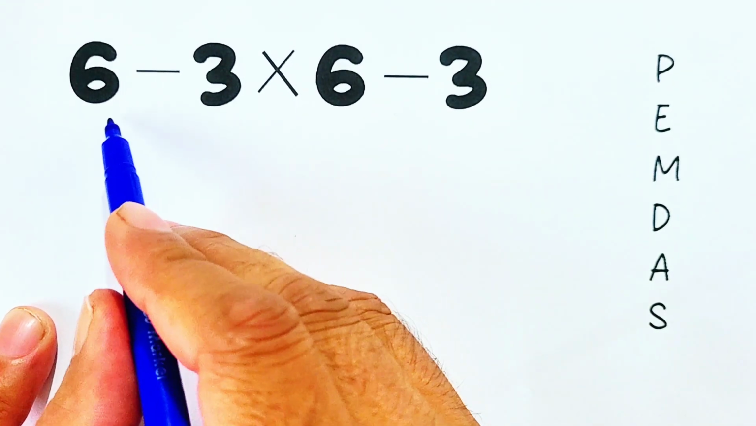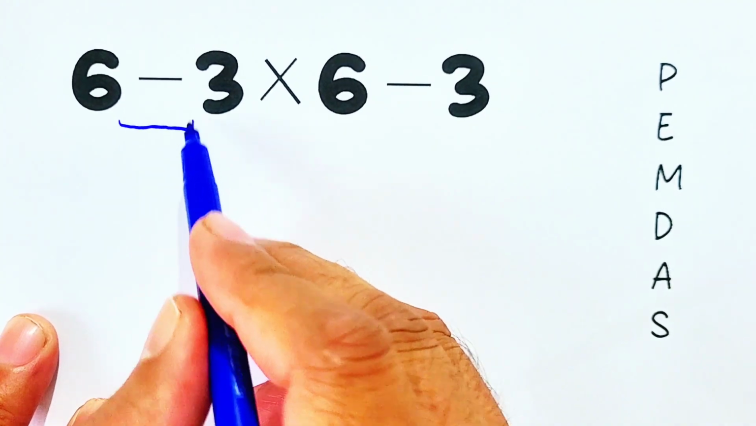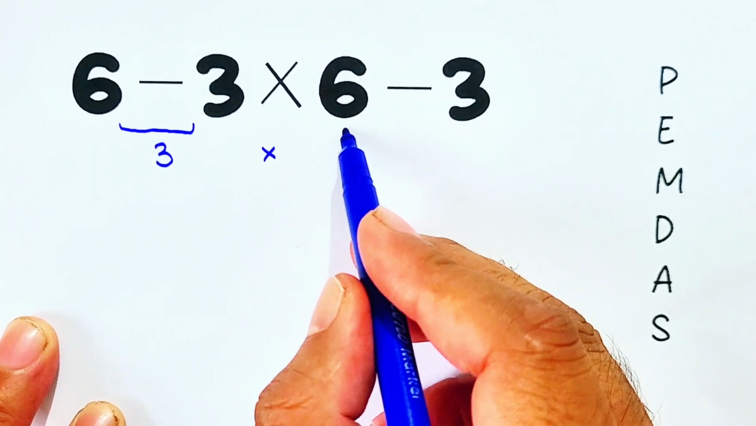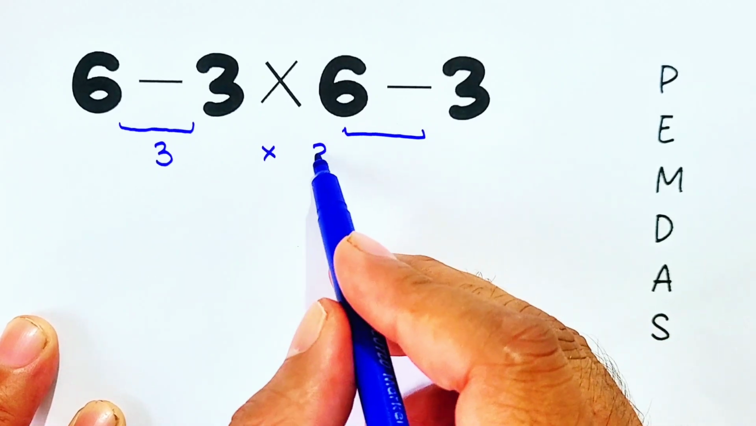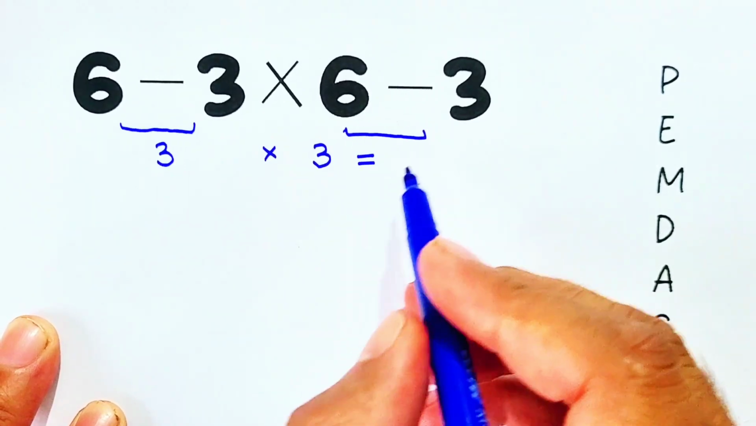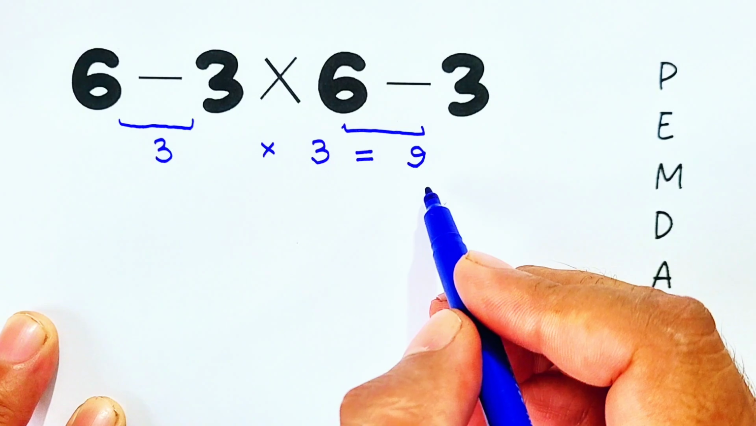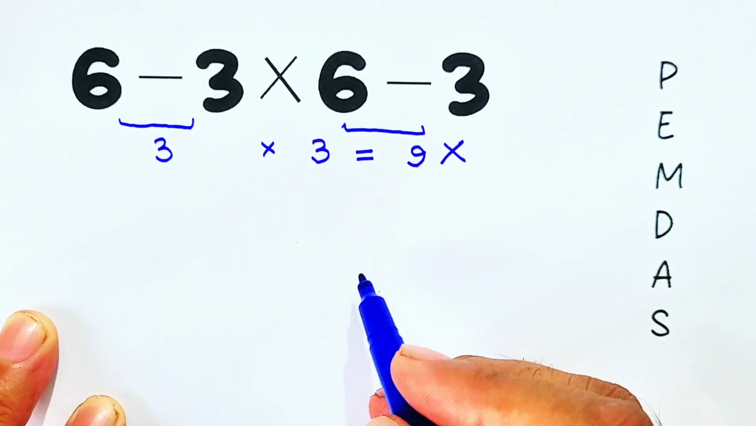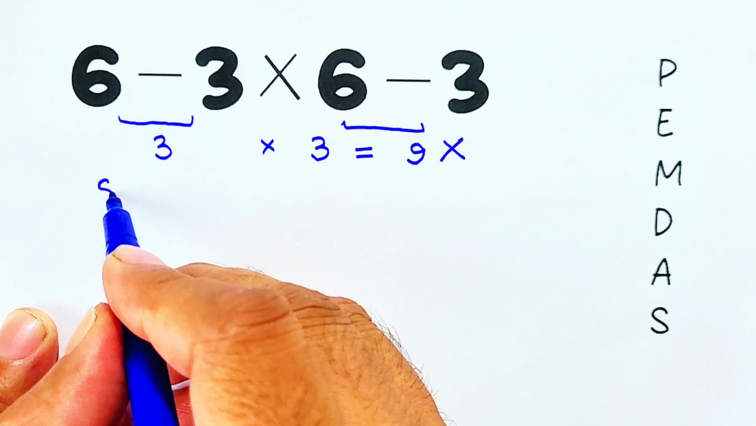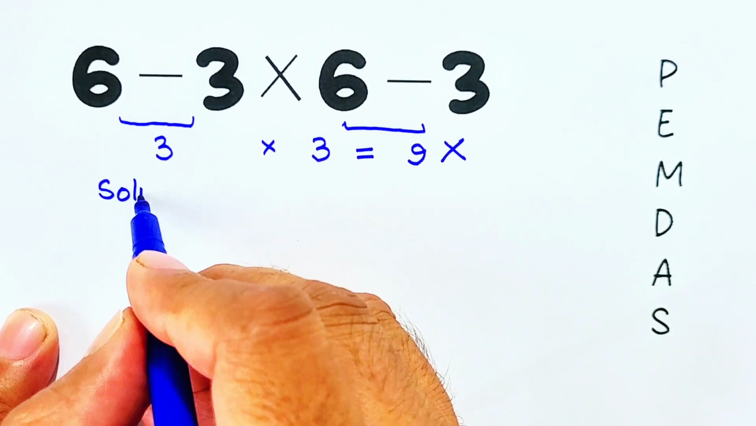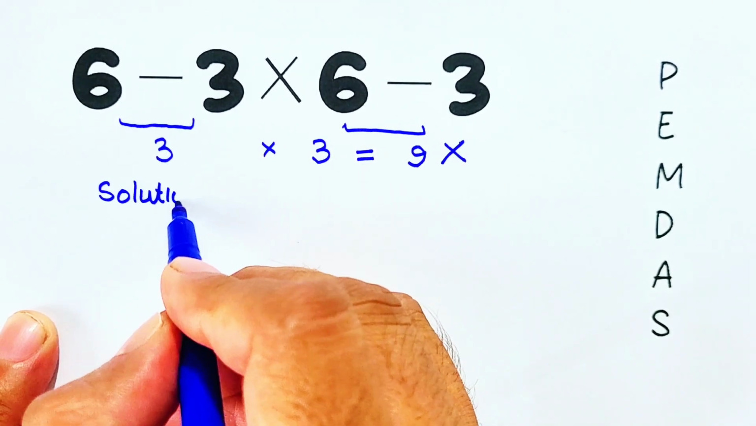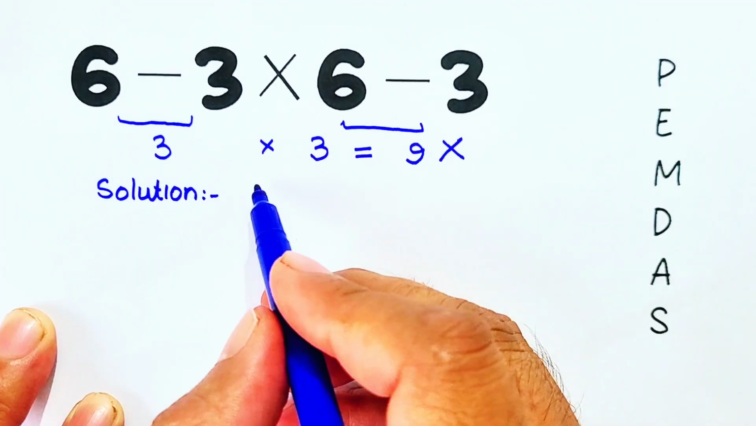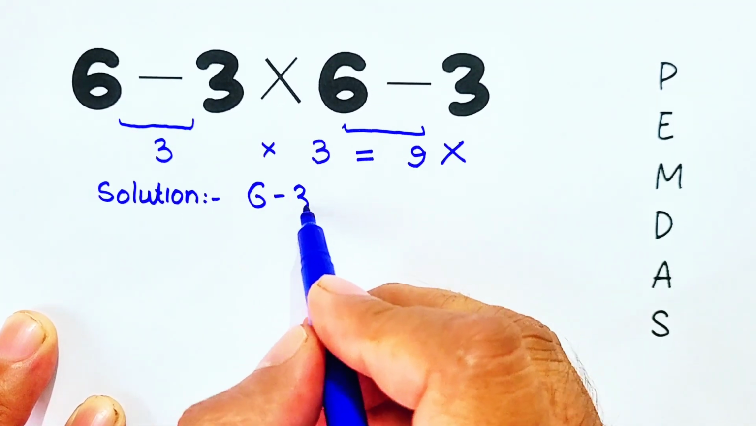According to different people, 6 minus 3 is equal to 3, times 6 minus 3 equals 3. After multiplication they will get 9, but I have told you that 9 is not the correct answer. So we have to handle this question carefully. We must respect the order of operations to get this question correctly.